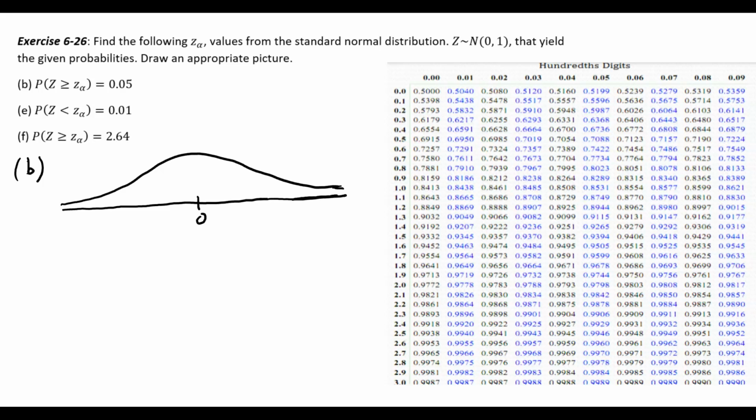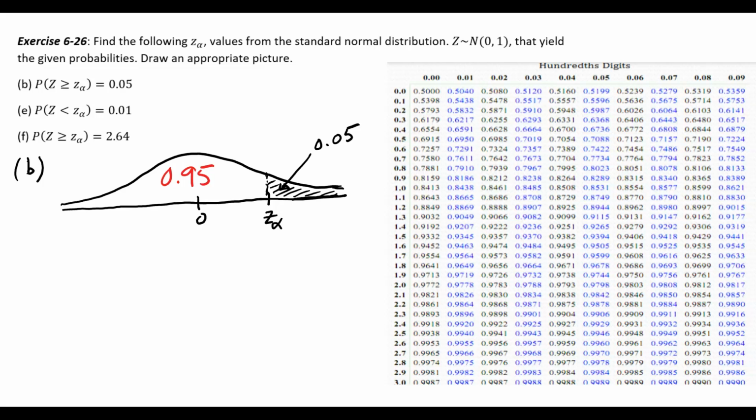First of all, I know that the probability is very small. And so if I'm looking for a z-value that is greater than z sub alpha, I know that that value has to be at the tail end. Since the whole area under the curve has to equal 1, because we're talking about a probability distribution, or a probability density, I should say, then I know that the rest of this here has to be 0.95.